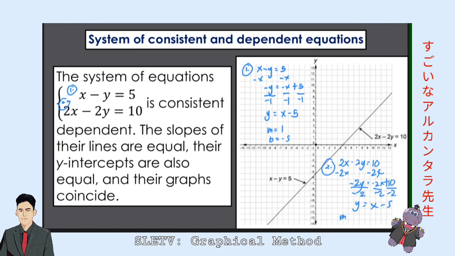And as you can notice, the slope here is 1 and the y-intercept here is also negative 5. And this is what we call consistent dependent, because the slopes of the lines are equal, and the y-intercepts are also equal. That's why when you graph it, they both coincide. They are overlapping with one another.